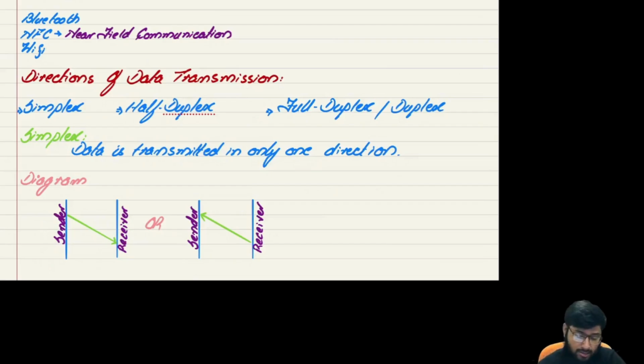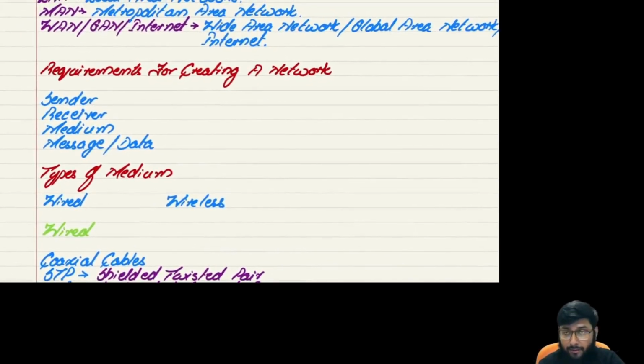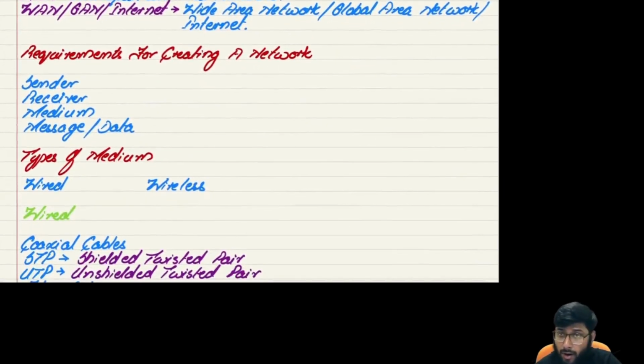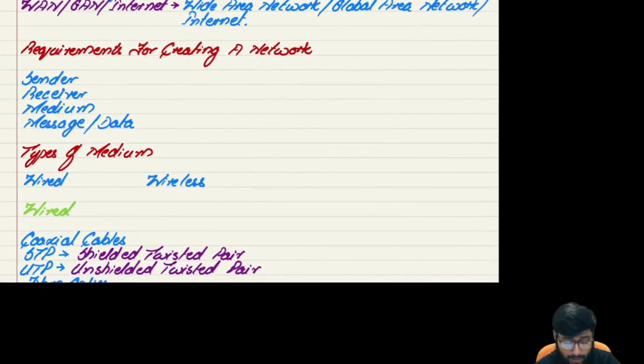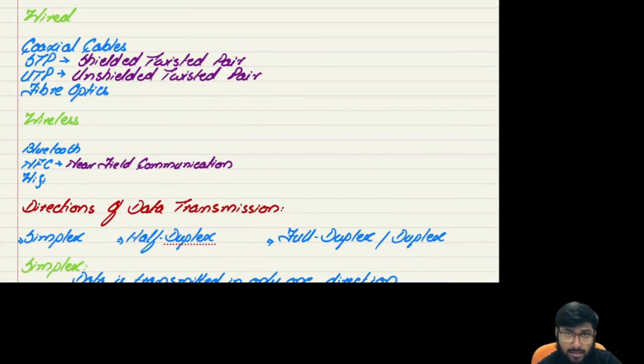Now, in the last lecture, we studied what a network is. We studied the types of networks. We studied the requirements for creating a network, and then we discussed the types of media. That was the last thing we discussed in the last lecture.